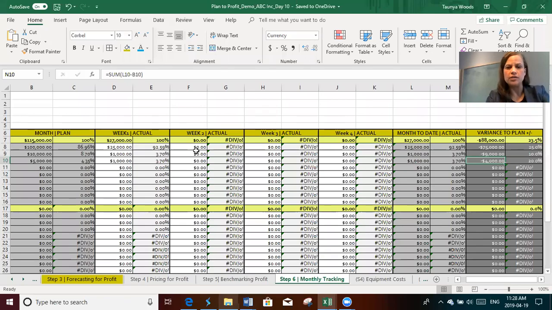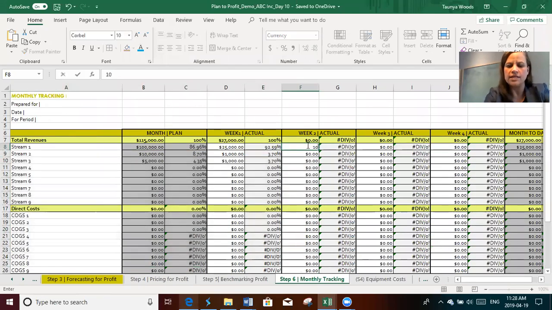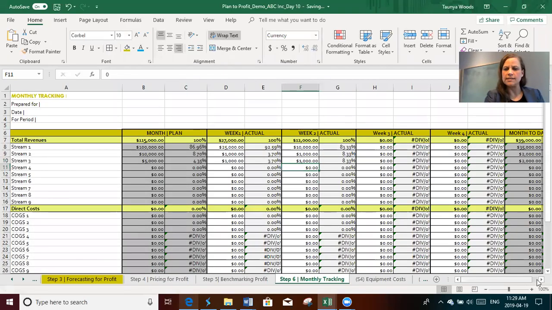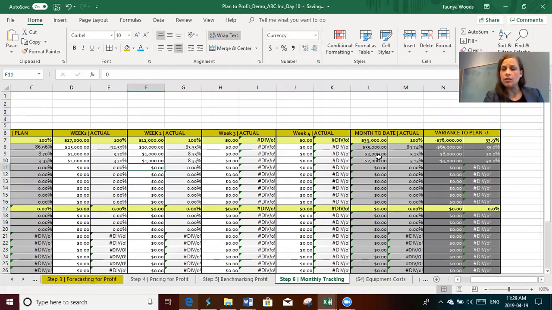So for example, in week 2, let me add something here. Let's say in week 2, we actually get another $10,000 in, and here we get another 1,000, and here we get another 1,000. I'm just throwing in some numbers so we can see everything adjust. So now over here, month to date, we're at 35,000, 2,002. So where we're at to plan, right? We're actually down 65,000 to plan in revenue stream number 1.